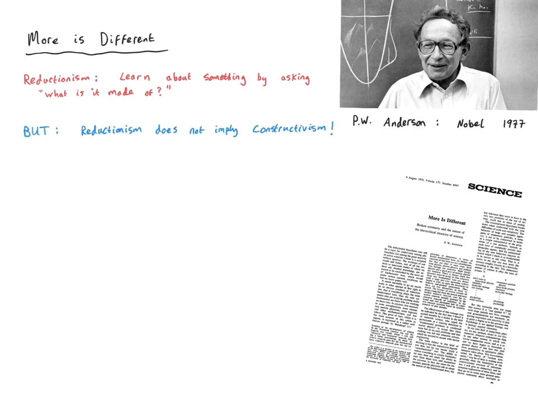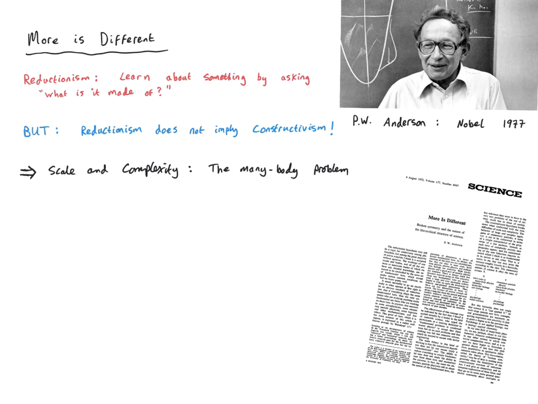But the problem with this philosophy is that reductionism does not imply constructivism. The ability to reduce everything to fundamental simple laws does not imply the ability to start from those laws and reconstruct the universe. Why is that? The answer is scale and complexity, and this is known as the many-body problem.